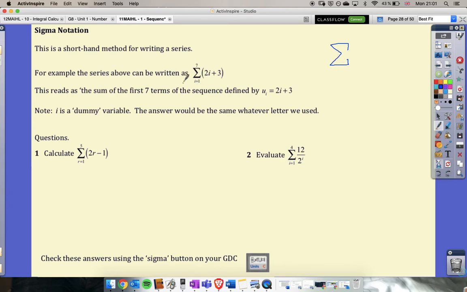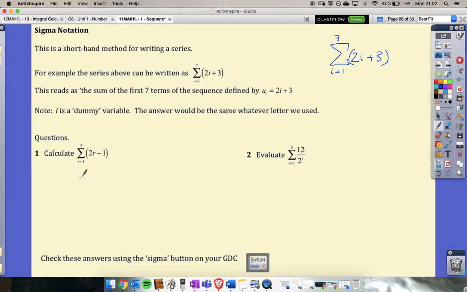The value below is saying which number we're going to start substituting, and the value above is where we're going to end. So this is meaning we've got our expression, and we're going to substitute values of r starting with 1 and counting up to 7, and we're going to add each of those up.